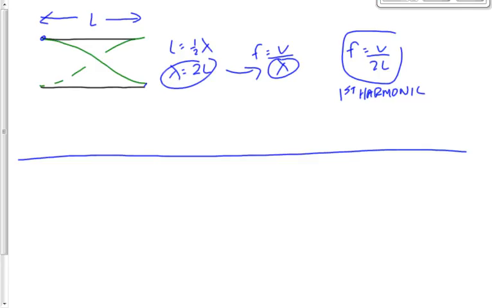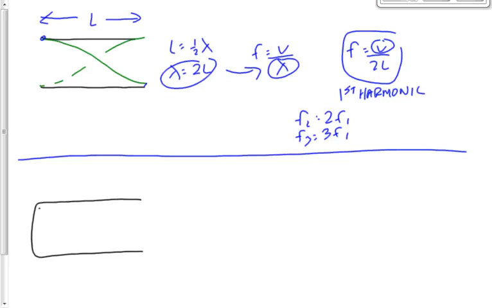By the way, there is a second harmonic. It's twice the value of the first one. The third harmonic, 3 times the value of the first one. We analyze it exactly the same way as the guitar, except the speed would be different, right? All right, last one. This is what we call a closed air column. We have a closed air column.